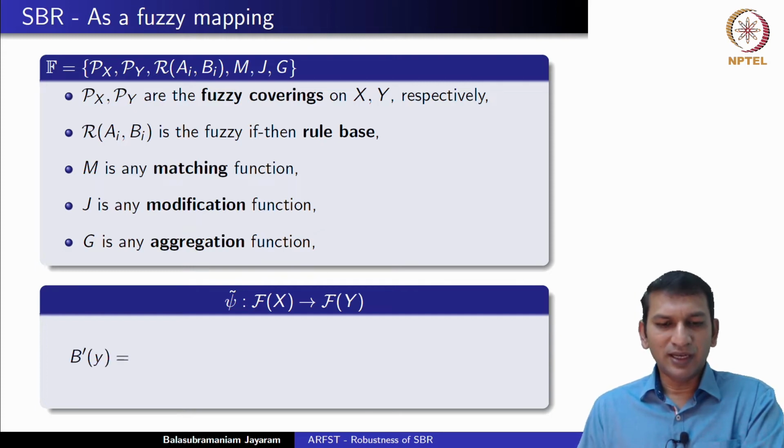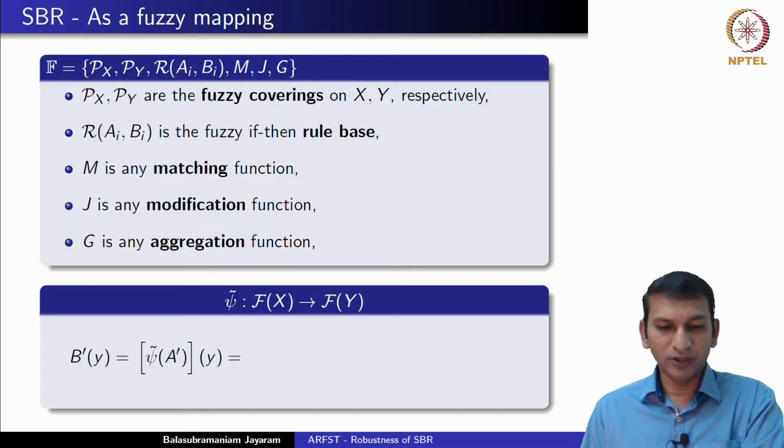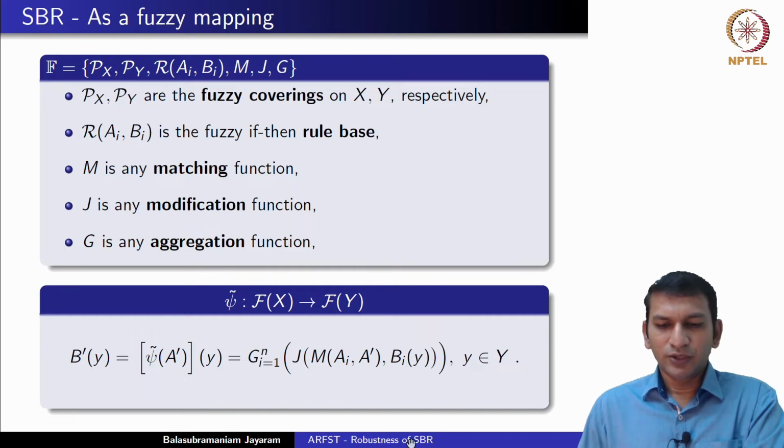If you are giving an A dash to the psi tilde, we get a B dash, which is a fuzzy set on Y. So B dash has to be specified on each of the elements y in the output domain Y. It is given like this. So first we take A dash, compare it using a matching function and get the similarity value Si. Next, we use that similarity value to modify the consequent Bi using the modification function J, and such modified consequents we aggregate using G.